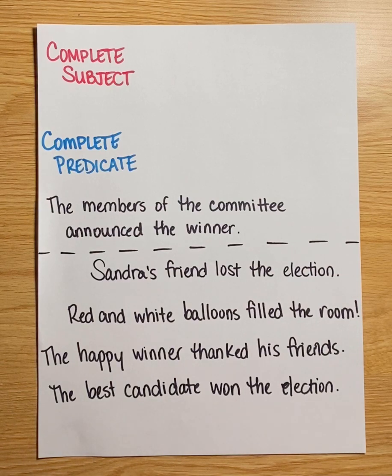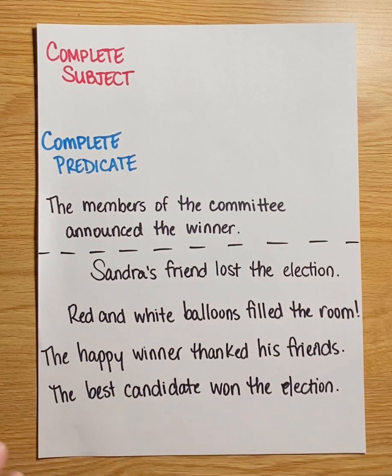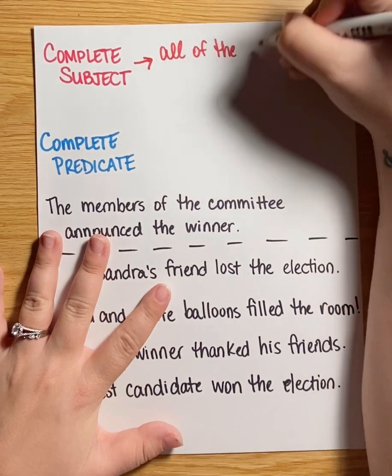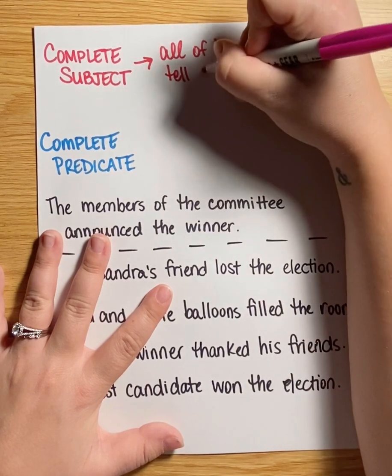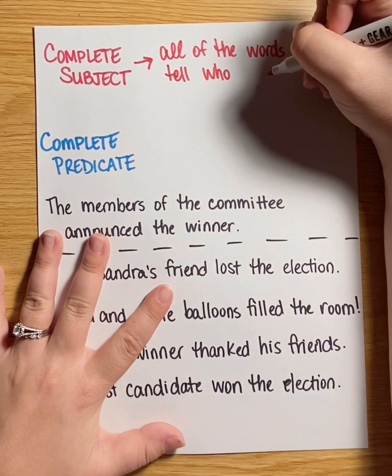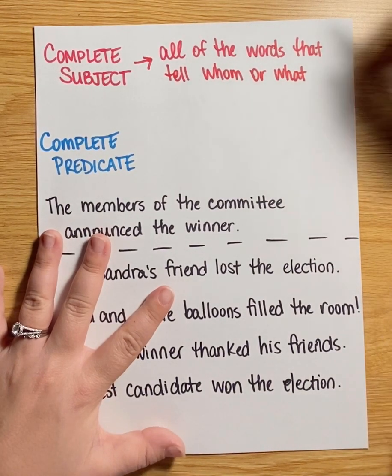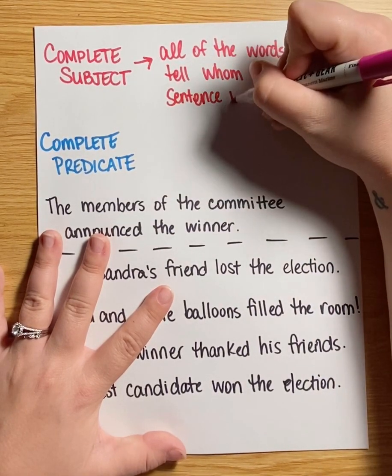When we're talking about complete subjects and predicates, we're not just talking about one word. We're talking about all the words that go together to make our complete subject or our complete predicate. The complete subject is going to be all of the words that tell whom or what a sentence is about. So remember, that's that main character.